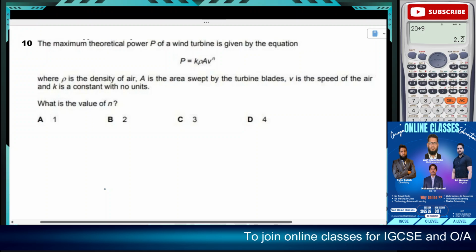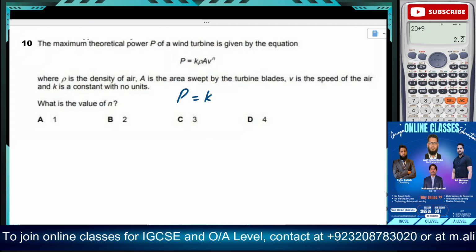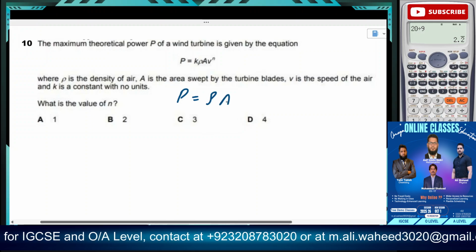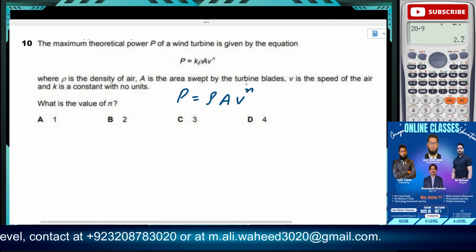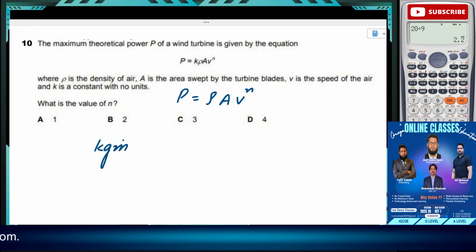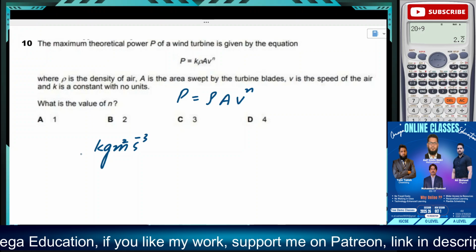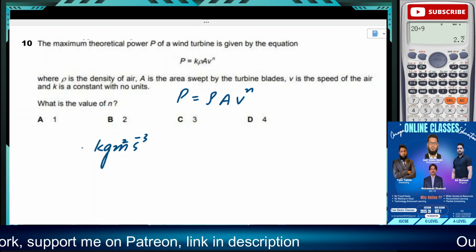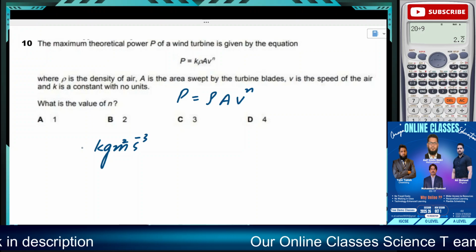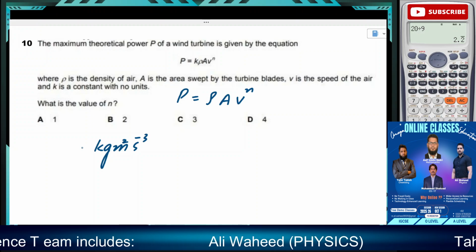Okay, then we have to find the value of n. So let me rewrite the equation. K is a constant with no units. I can ignore this one and raise to the power n. P is the power. The SI base units of power are kg... Basically work done over time. But I always tell the students to memorize the units of pressure, power, energy, and force. Pressure, power, energy, and force. Energy or work done is the same thing.